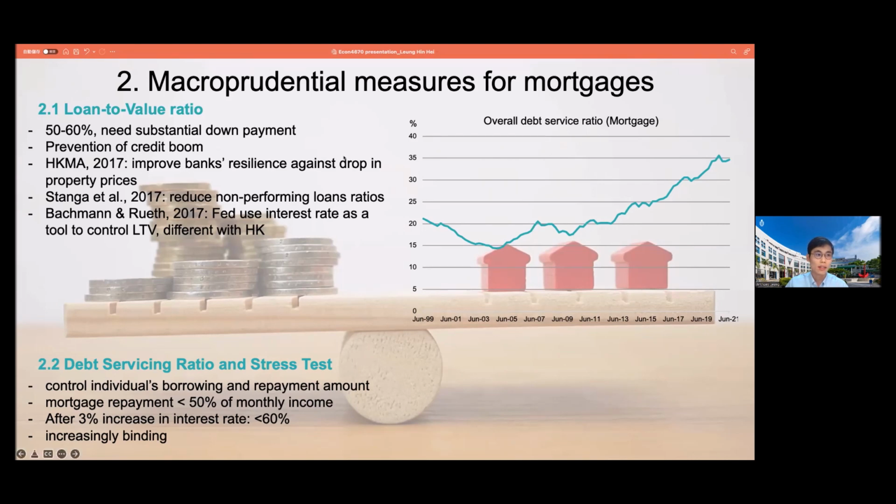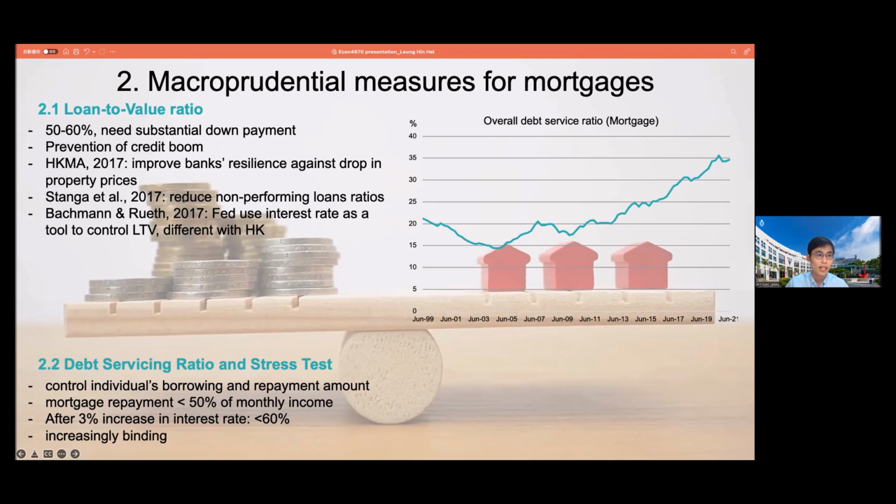There are two main policy areas from the Hong Kong Monetary Authority. The first is the loan-to-value ratio cap. In Hong Kong, the LTV ratio is capped at 50 to 60%. And people need to pay a substantial down payment, like around 40 to 50% for the flat, without other measures like the mortgage insurance. This is to prevent the credit boom, which happened in the late 1990s in Hong Kong.